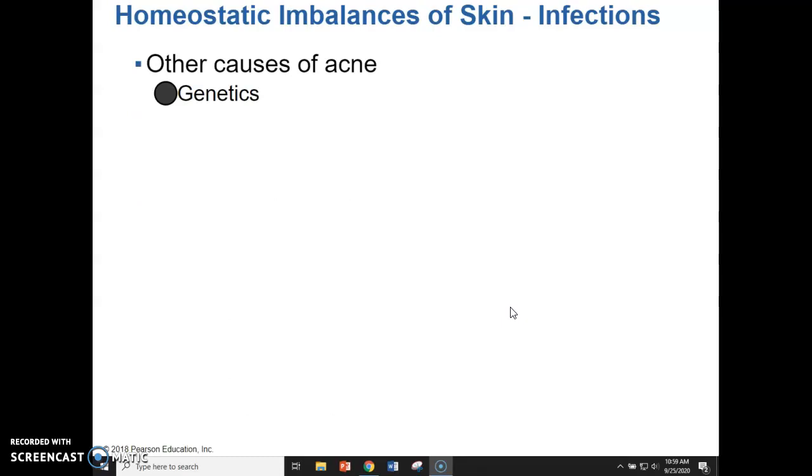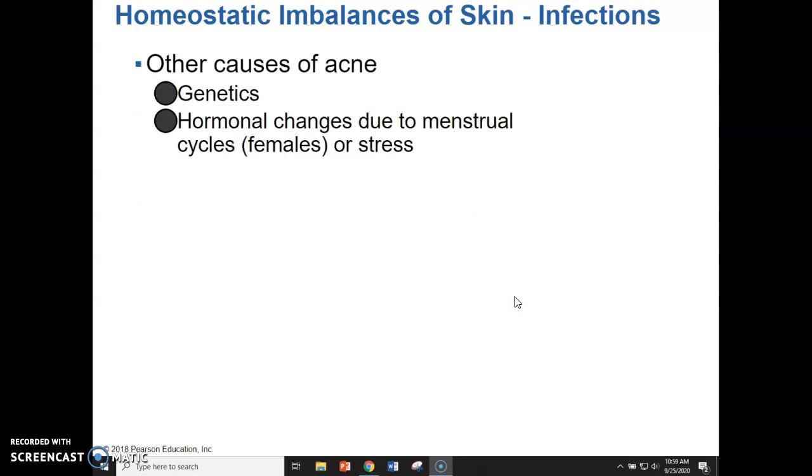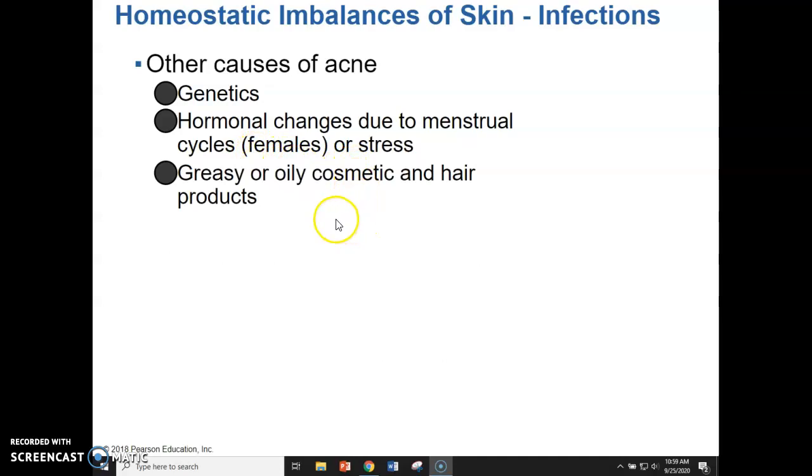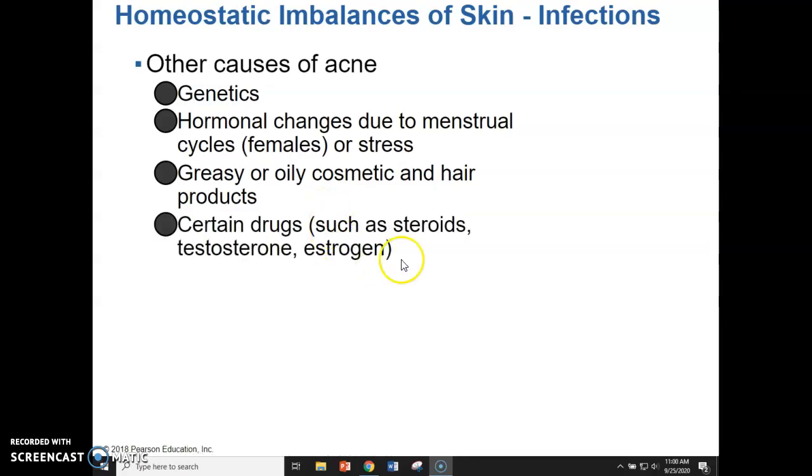Some other causes of acne: genetics. You're just born with a predisposition to get it. Hormone changes for females in the menstrual cycle. Stress can cause acne. Greasy, oily cosmetic products or hair products. Drugs, steroids that maybe you would take for some kind of inflammation.